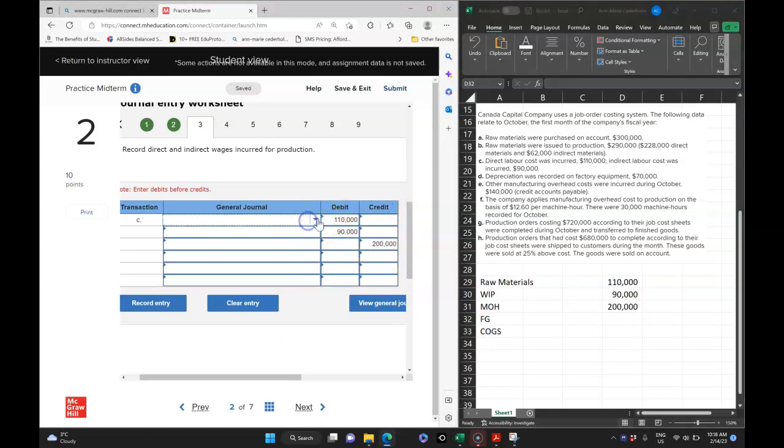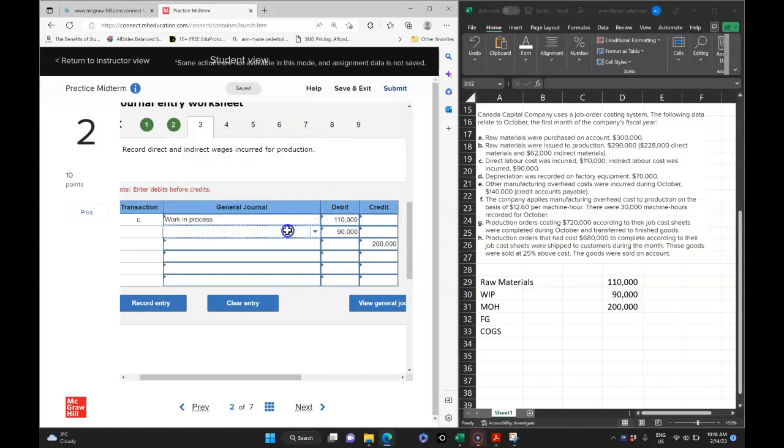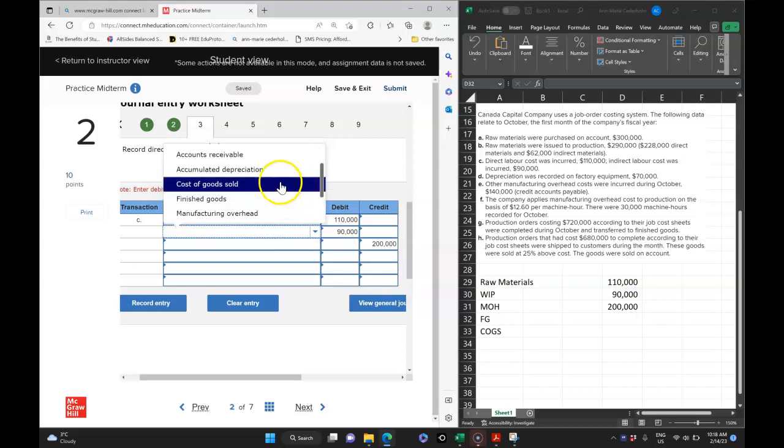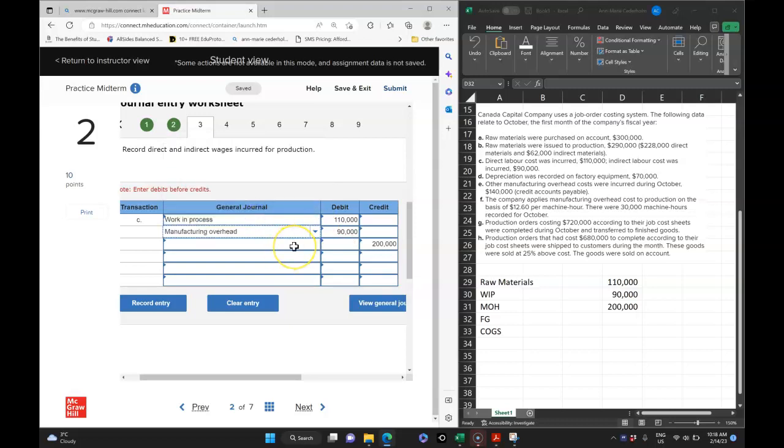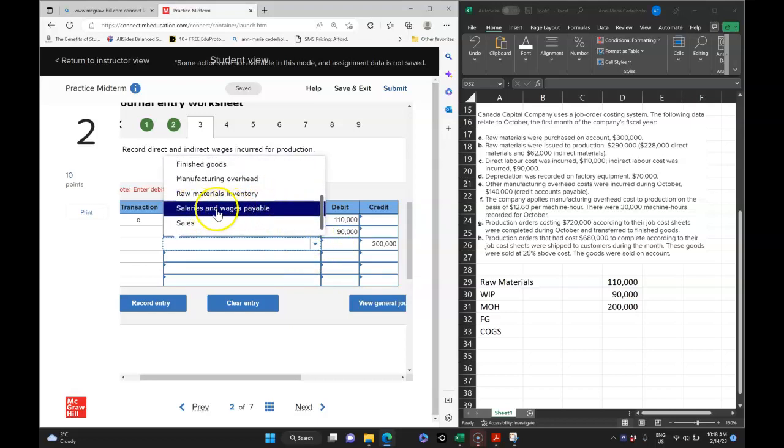So your direct labor goes straight into your work in process account, so in, and your indirect labor goes straight into your manufacturing overhead account, in, and then it just comes out of the salaries and payable account. So that journal entry is probably done every time we run a payroll.